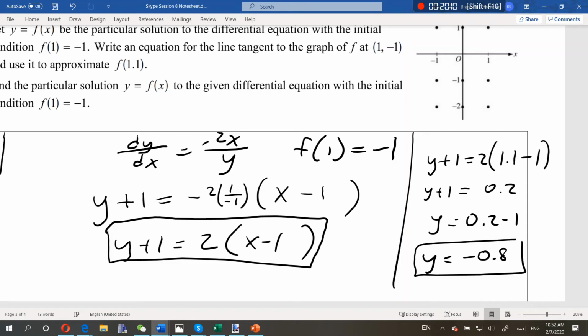Why is there 2 times 1.1 minus 1? So 2 is our slope. Oh, okay, I see. And I just plugged in 1.1 into our tangent line equation. Okay.